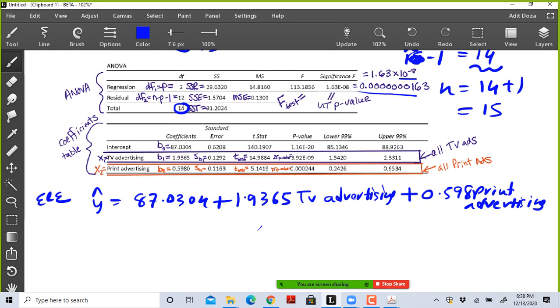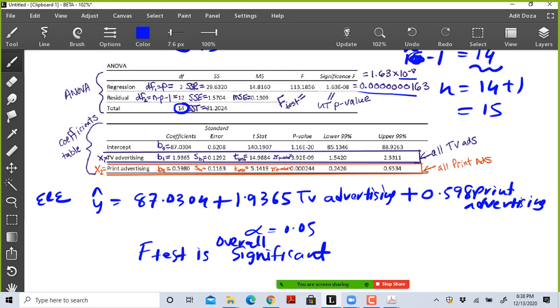If alpha is 0.05, so it is jointly significant, this regression equation. So the F test is overall significance. Okay, this is important to denote.